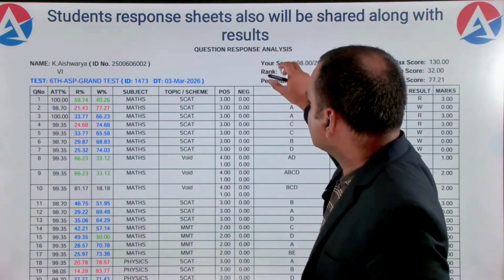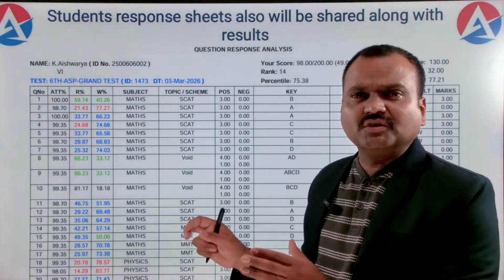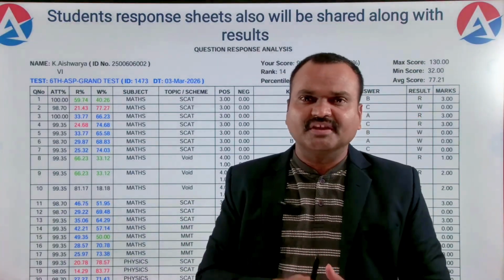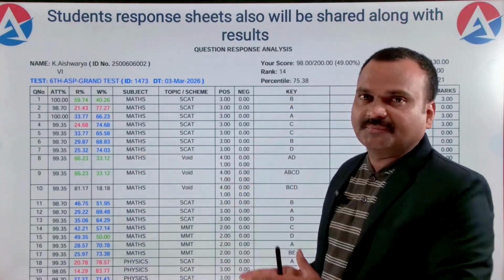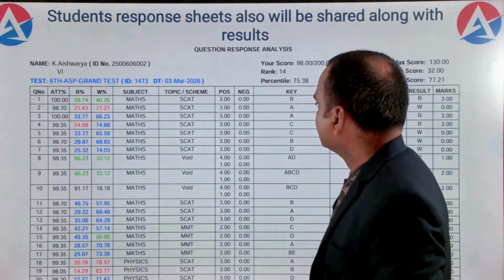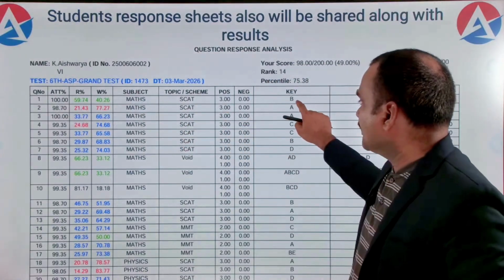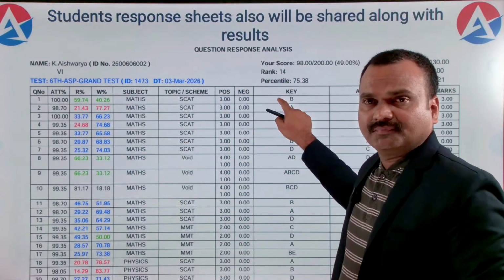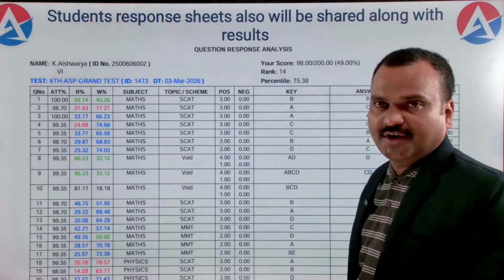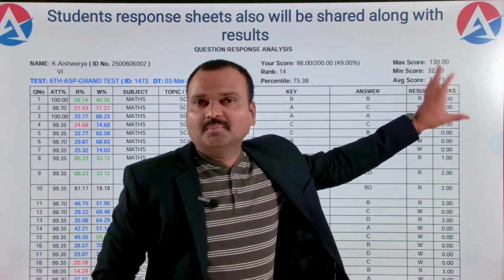If you observe, this is one of the students' response sheets. Response sheet means what they have written and how they have written the examination. That is displayed here. Student details and test details will be here. And here, for each question, what the correct answer key is and what answer was marked by the student, whether it is right or wrong, and how many marks they have secured for the particular question.